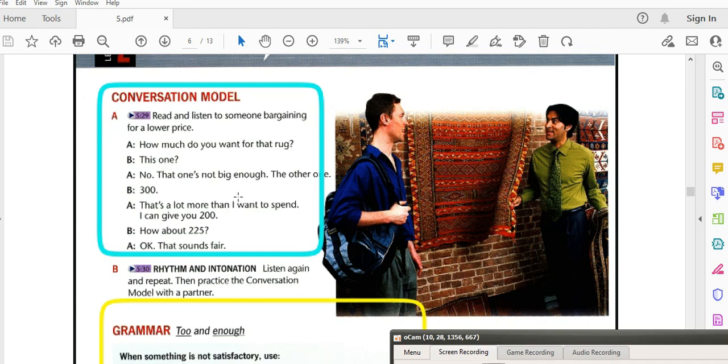Page 114. Conversation model. Exercise A. Read and listen to someone bargaining for a lower price.